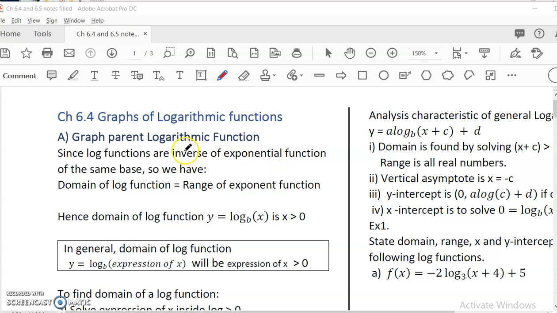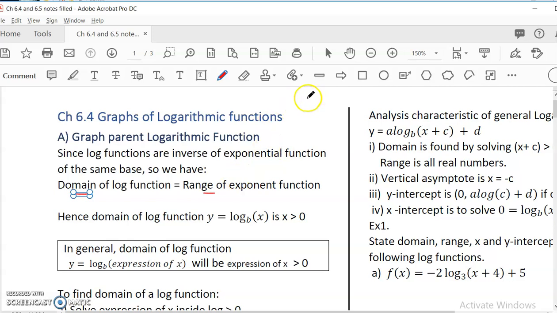An important note to know from 6.3 when we studied log functions is that it is actually the inverse of the exponential function. So borrowing the properties of inverse between two functions, we know the domain of one function is the range of the other function. So in this case, the domain of the log function is actually the range of the exponential function.